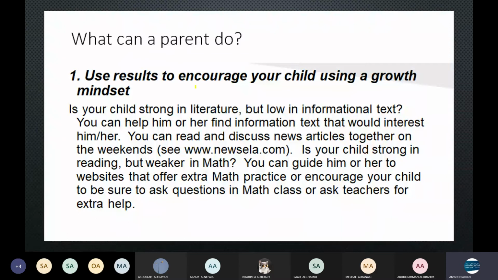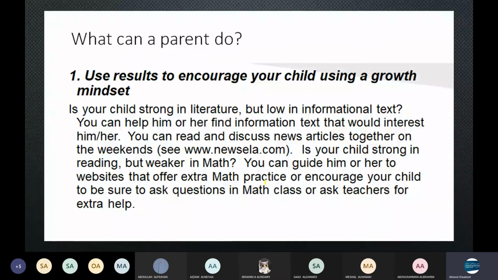Well, they can use the result to encourage you to use a growth mindset. If your child, for example, is strong in literature but low in informational text, we can, of course, help him or her to find informational text that would interest him or her, and also we can read and discuss news and articles together on the weekends. Like for example, newsela.com, this one is very good, providing some good books for children. Is your child strong in reading but weak in math? We can guide him, of course, to a website that can offer extra math practice.